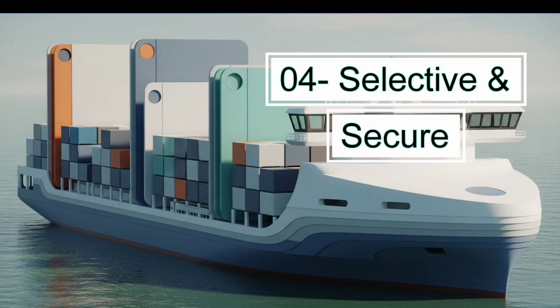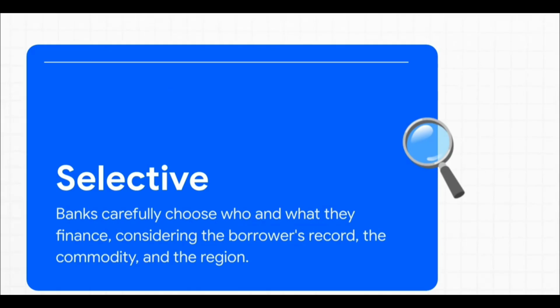All right, we're on to our final pair of features, which are all about how banks protect themselves. Let's talk about how they manage their risk by being both selective and secured. It probably won't surprise you to hear that banks are, well, extremely selective about these deals. They're not just handing out money to anyone. They look at everything: the borrower's history, the type of goods being traded, even the political situation in the countries involved. They're doing their homework.